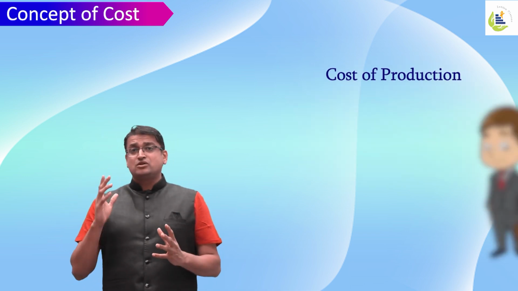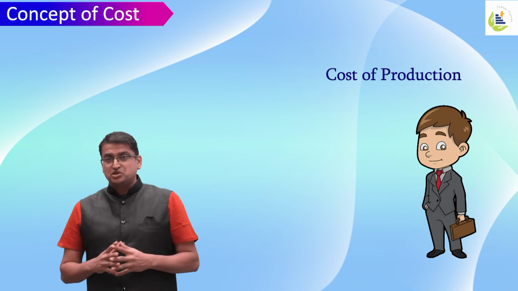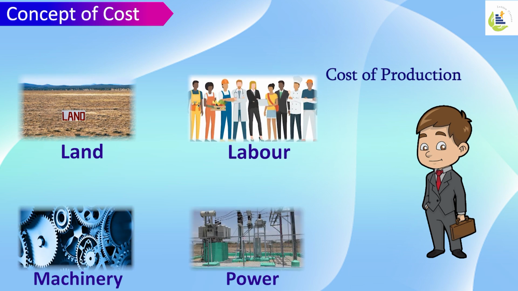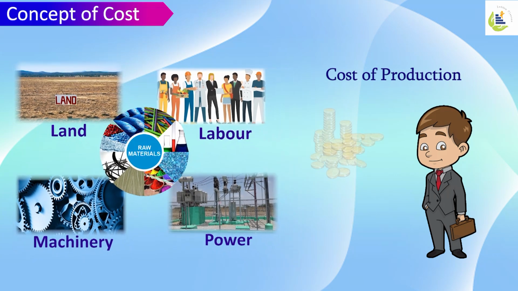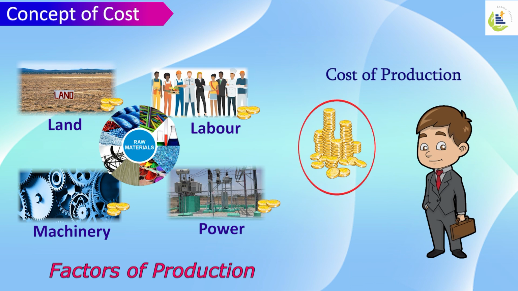Let's say any manufacturer or producer, when engaged in the process of production, uses many inputs like land, labor, machineries, power, fuel, raw materials. And while using those inputs, he has to make payments for them. So the total expenditure incurred for all those inputs, in simple words, we call factors of production. When a producer makes payment for such factors of production, the amount incurred in the process of production of this commodity is known as cost of production.